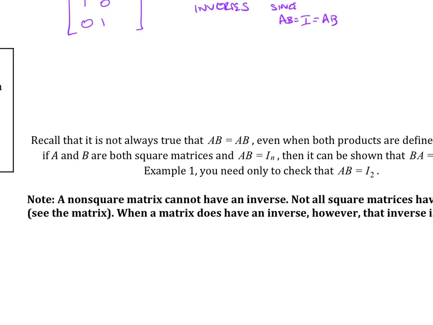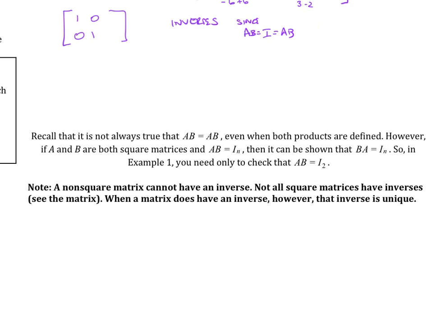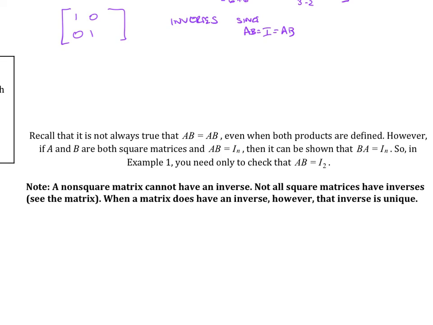Recall that it is not always true that A times B equals B times A, even when both products are defined. However, if A and B are both square matrices and AB equals the identity, then it can be shown that BA also equals the identity. So in example 1, you only need to check that AB equals the identity matrix. Note that a non-square matrix cannot have an inverse. Also note that not all square matrices have inverses. When a matrix does have an inverse, however, that inverse is unique.